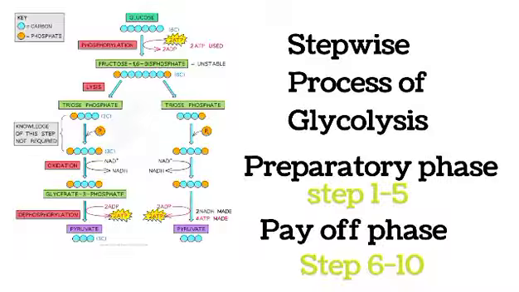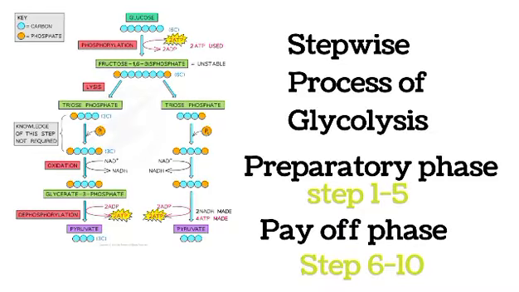2. Substrate-level phosphorylation. 1,3-bisphosphoglycerate donates a phosphate group to ADP, forming ATP and 3-phosphoglycerate by phosphoglycerate kinase. 3. Isomerization of 3-phosphoglycerate. 3-phosphoglycerate is converted to 2-phosphoglycerate by phosphoglycerate mutase.